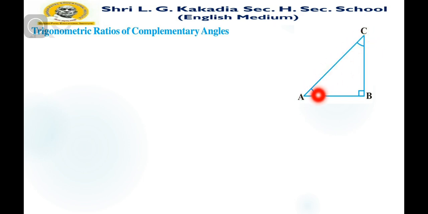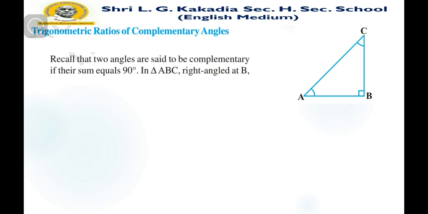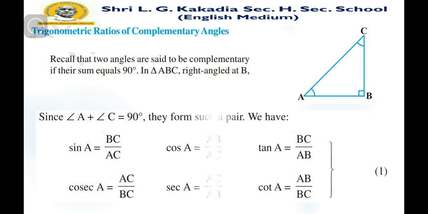Now recall that two angles are said to be complementary if their sum equals 90 degrees. In triangle ABC, right angle at B, according to angle A, we have the trigonometric ratios. Since angle A plus angle C is equal to 90, they form such a pair.